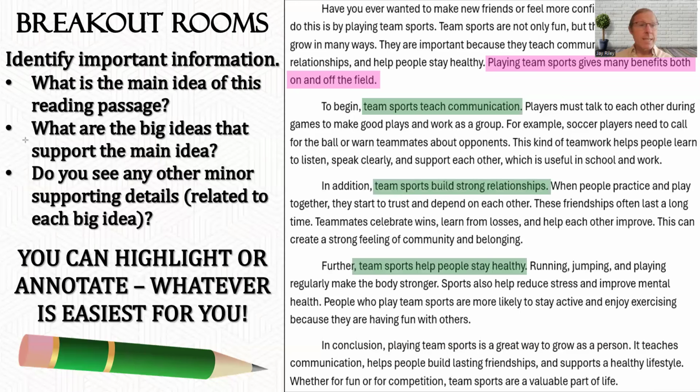So we can see here, each of those topic sentences is highlighted. If I go back to my introduction, I can see that the author mentions these in the introduction. And I can also see when I go back to my conclusion that the author mentions them in the conclusion as well.